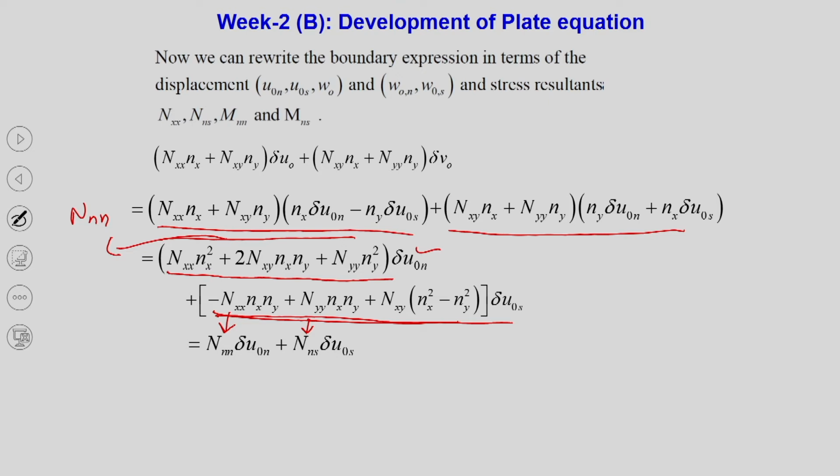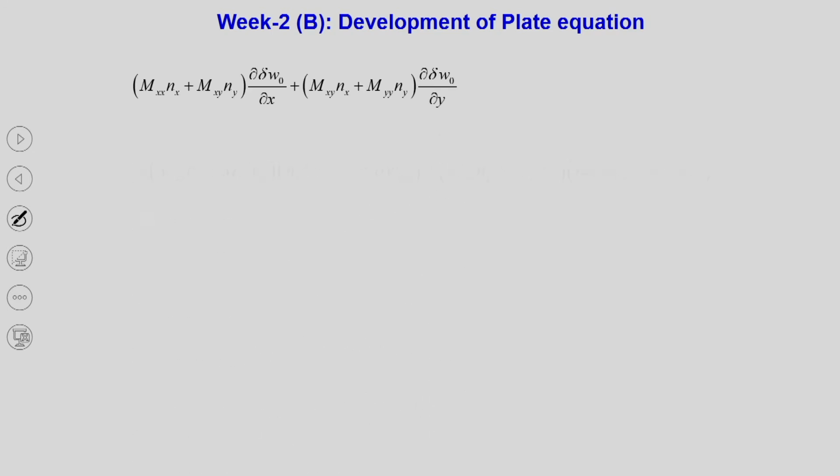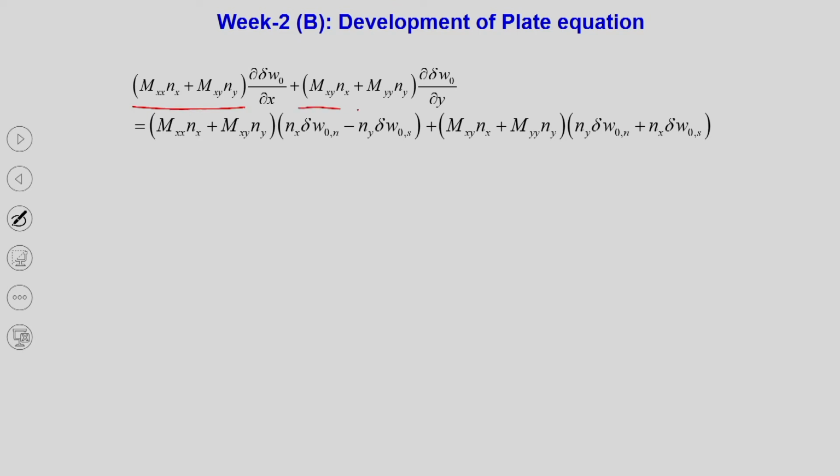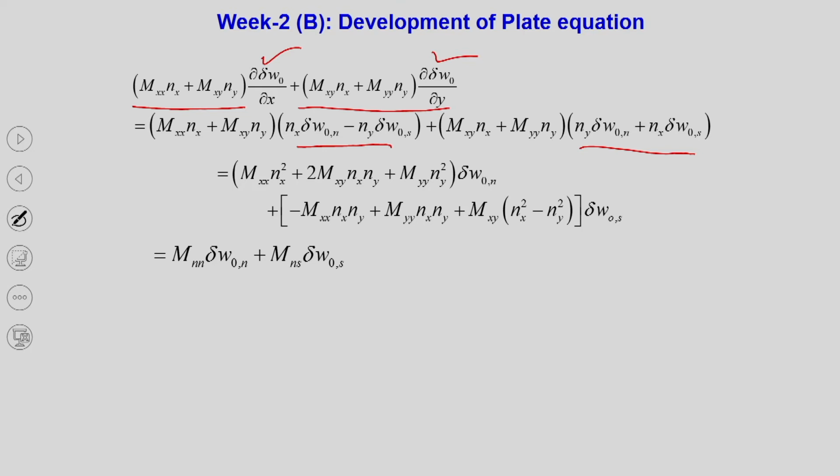So, one can check or verify; it is simply an expansion of del u naught and del v naught, multiplying together and taking the coefficients of del u naught. So, you can write like this. Now, we have terms like this. So, substitute those things here and then multiply and arrange the terms, coefficients of del w naught comma n and del w naught comma s. So, you see the definition of Mnn and the definition of Mns.